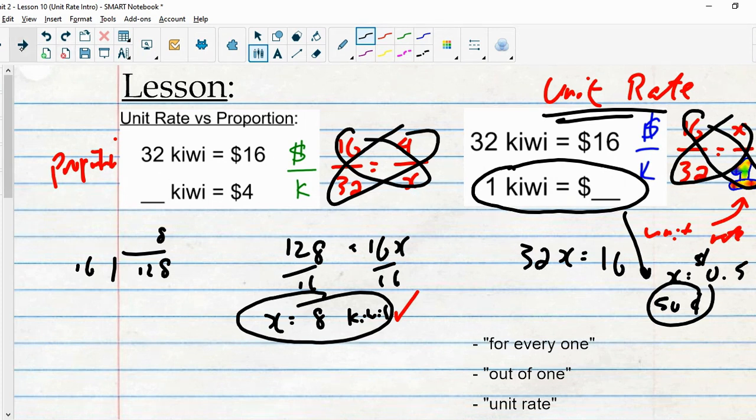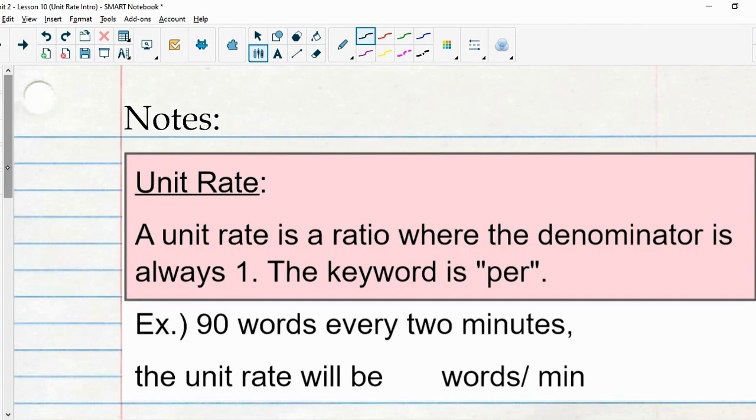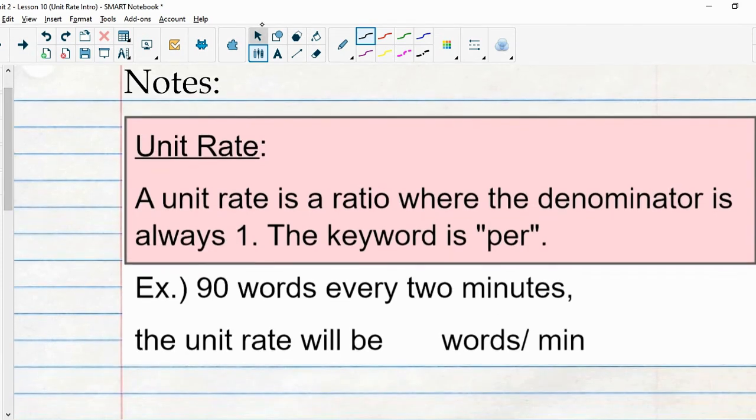Does that make sense? Okay, all right, so right now you need to take some notes. So write this down, okay? So press pause right now.